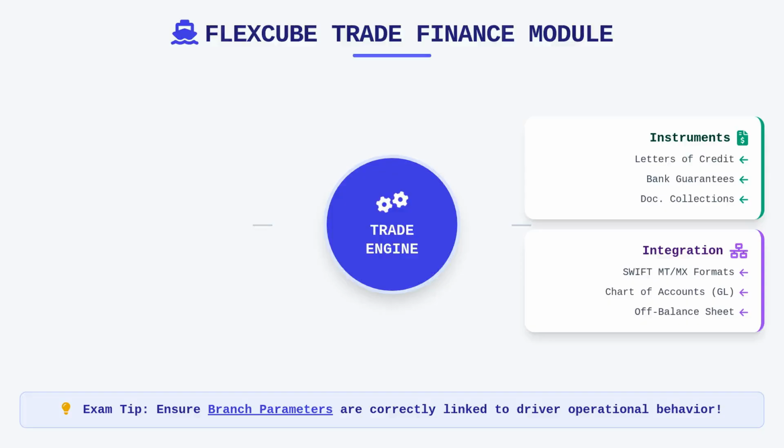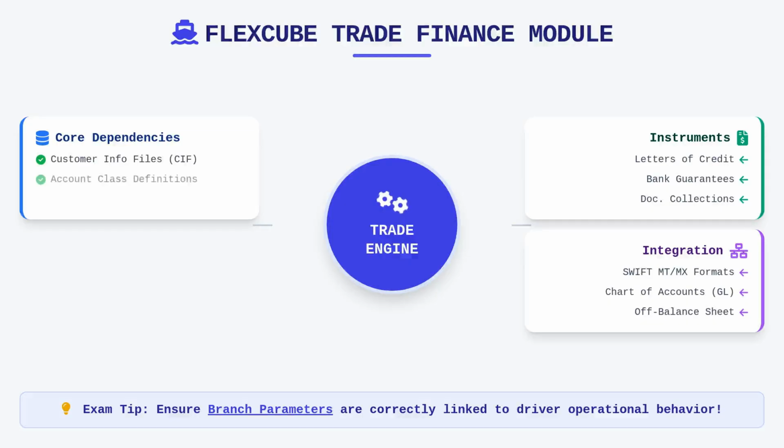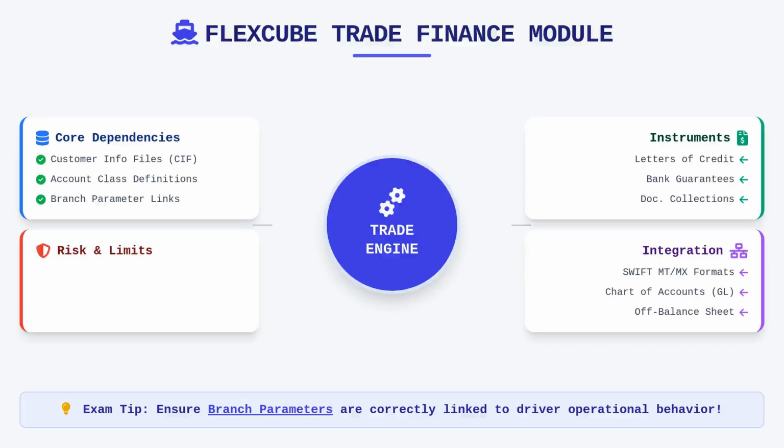You must understand that trade finance is not a siloed module. It relies heavily on the core static data, such as customer information files, CIF, and account class definitions, to execute transactions effectively. If the customer profile is not correctly set up with the necessary limits and risk classifications, the module will fail to permit the issuance of trade financial instruments. This necessitates a deep dive into the limit maintenance screens, where you define the collateral and risk participation thresholds that govern your bank's exposure.